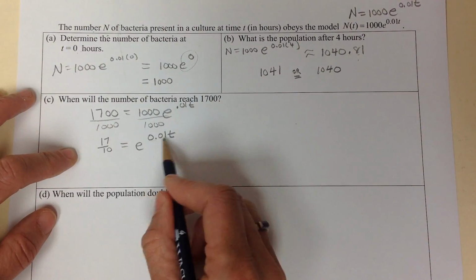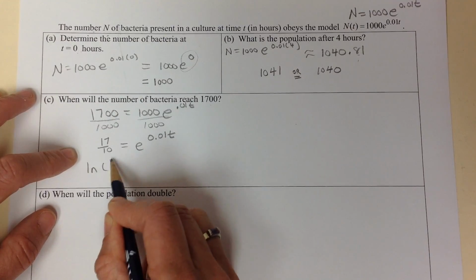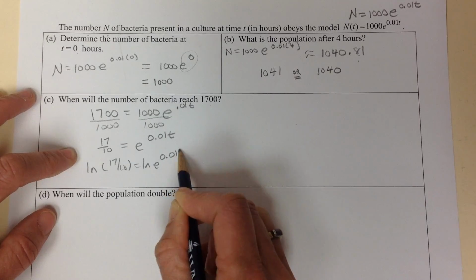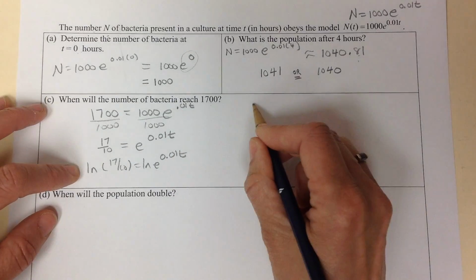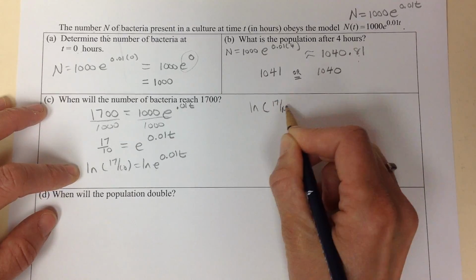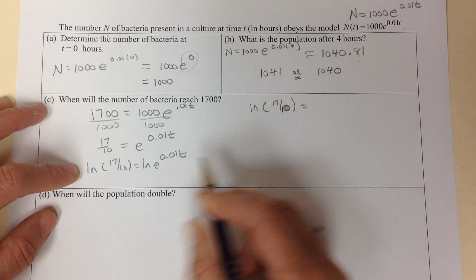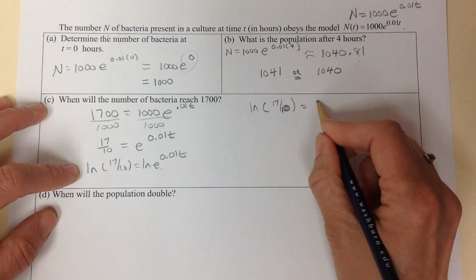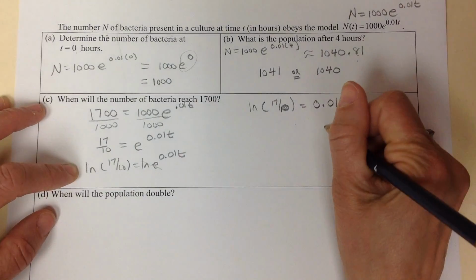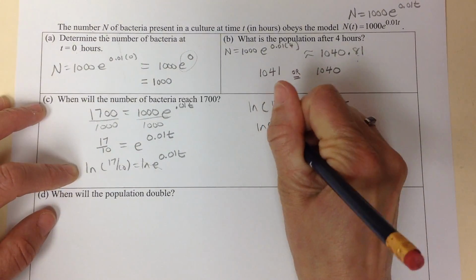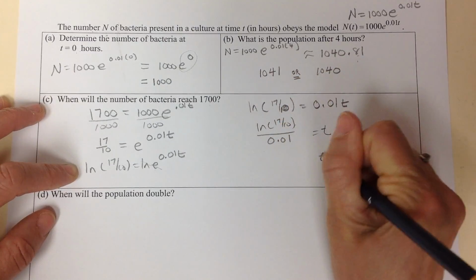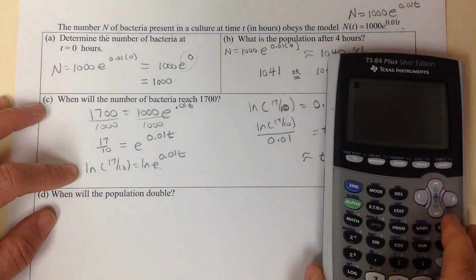Now to undo the exponential, I'm going to use the natural log. It works out beautifully in this situation because my exponential has base e, and the natural log is also base e. So when I take a natural log of e to something, these cancel each other out, and I'm just left with that exponent, which is 0.01 t. Then when I divide, natural log of 17/10 divided by 0.01. I can use my calculator.